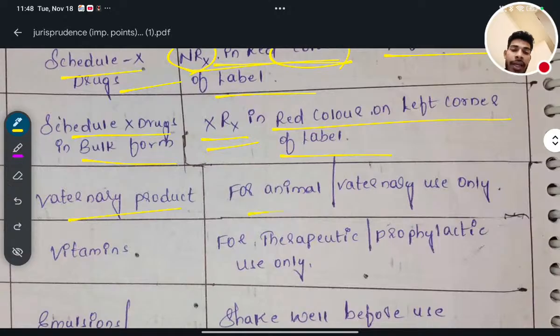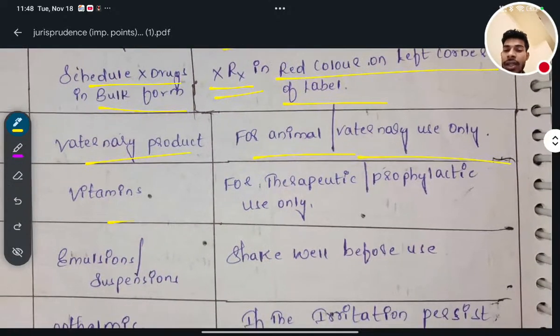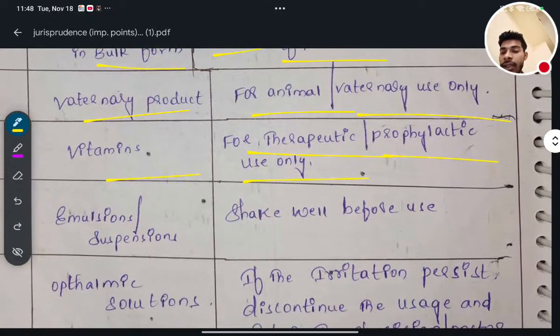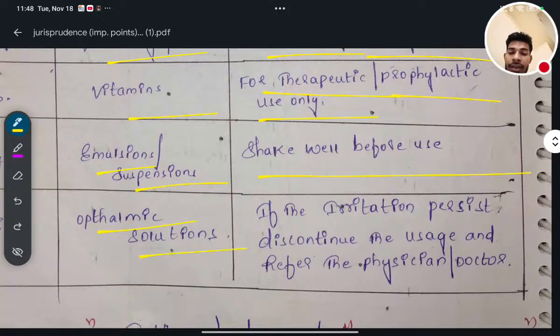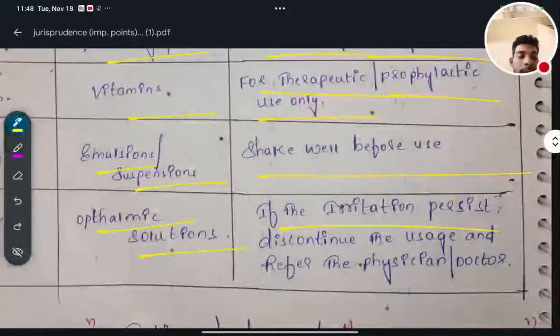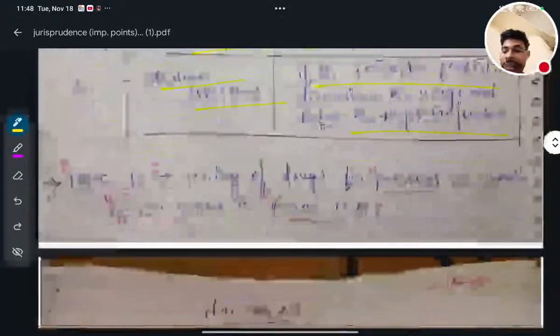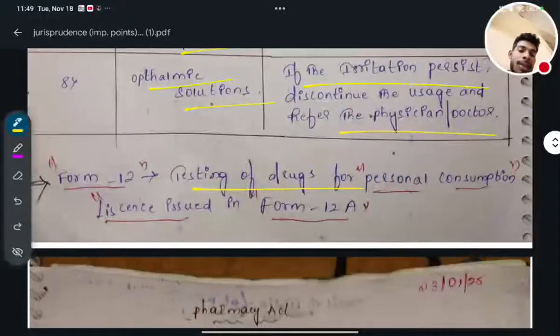Next, veterinary product: for animal and veterinary use only. Vitamins: for therapeutic and prophylactic use only. Emulsions and suspensions: shake well before use. Ophthalmic solutions: if irritation persists, discontinue the usage and refer to a physician. Form 12: testing of drugs for personal consumption, and license issued in Form 12A.